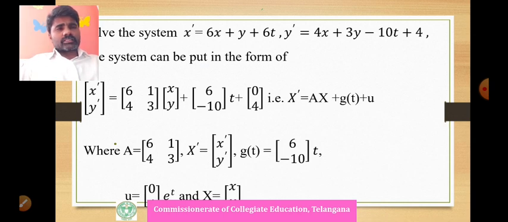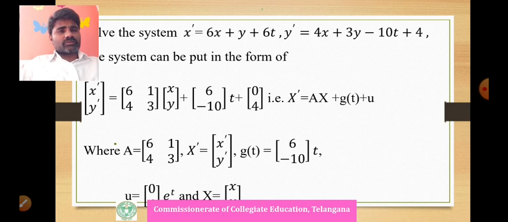Now let us consider the system x' = 6x + y + 6t and y' = 4x + 3y - 10t + 4, and solve this system by using the method of undetermined coefficients. Now this system can be put in the form (x', y') = [6 1; 4 3] (x, y) column vector plus (6, -10) t coefficient plus a constant.